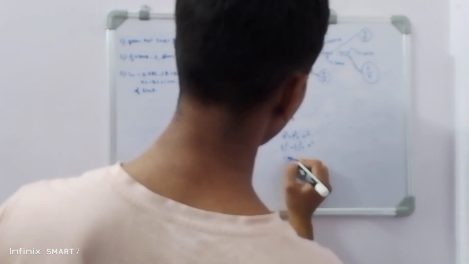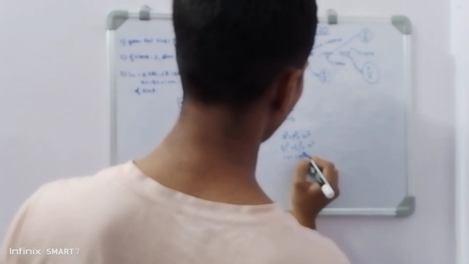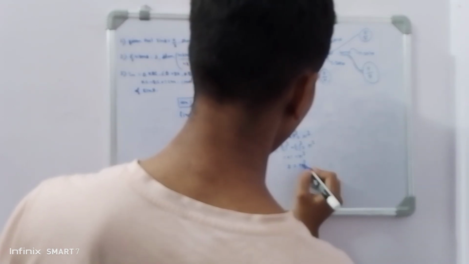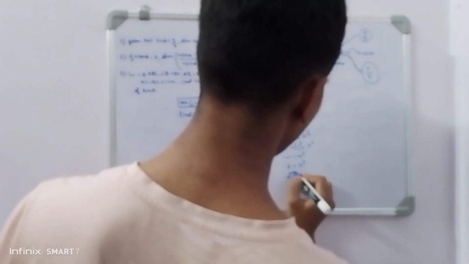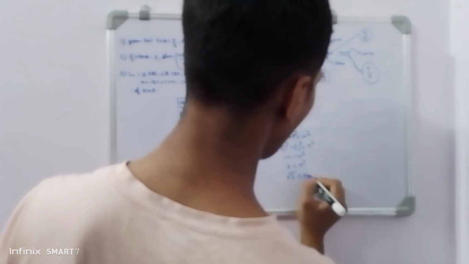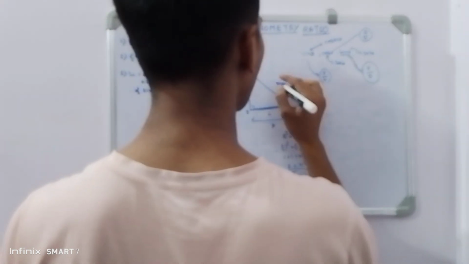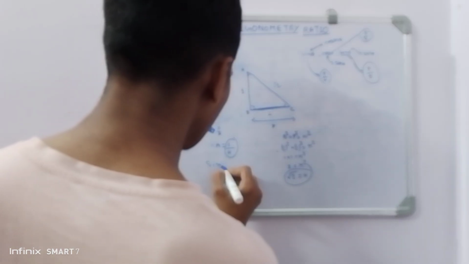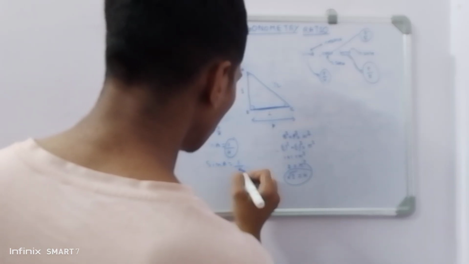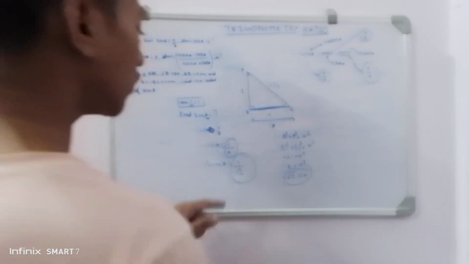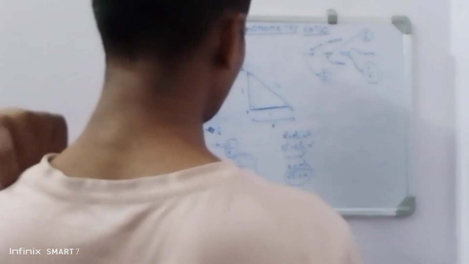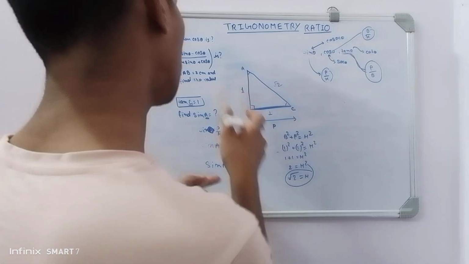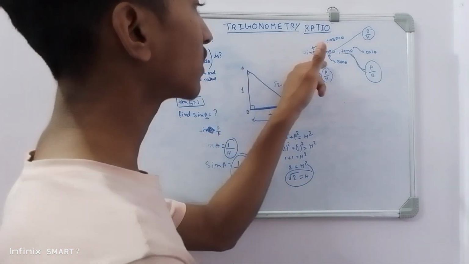So 1 plus 1 is equal to h square, which means 2 is equal to h square. So when you remove the square from the h, it will come into the root like this. So hypotenuse you get, which is root 2. So that means sine of A is equal to 1 by root 2, because the value of hypotenuse is equal to root 2. And I think you understood how we have to use the function like this.